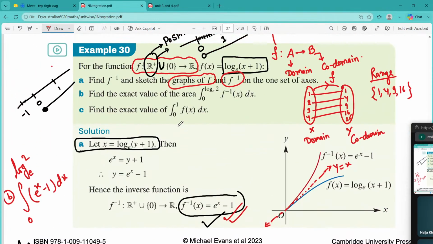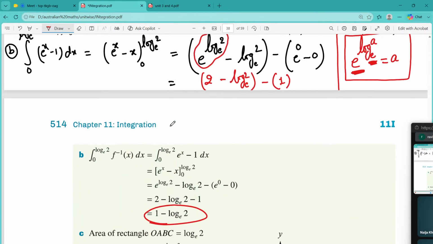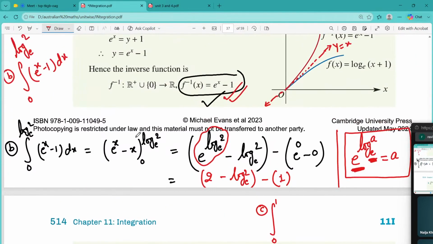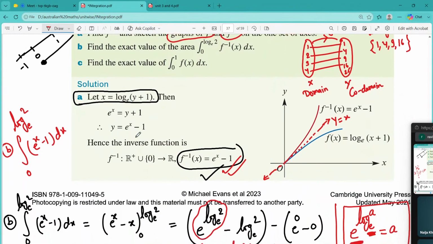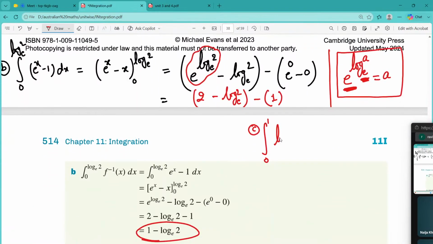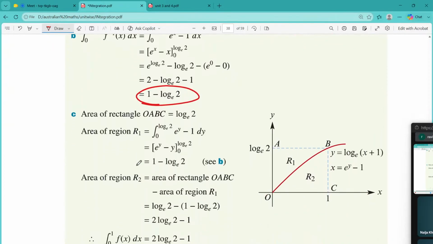Okay. The next bit is saying find the exact value of the integral from 0 to 1 of f of x. So the C bit we are solving is the integral from 0 to 1 of f of x. What is my f of x? It is log e x plus 1. Log e x plus 1. Can we integrate this? We have not discussed the integration of log. I think this is the technology based.